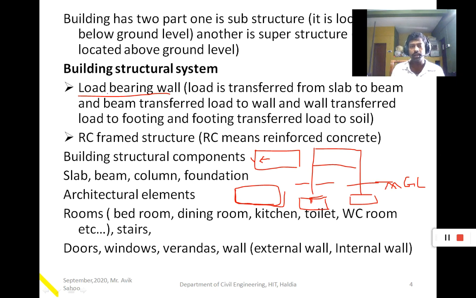So you see that the only difference between load bearing wall and RC frame structure is that the wall is replaced by the column. Okay, wall is replaced by the column. So in RC frame structure, load is transferring from slab to beam, then beam to column, and column to foundation, and foundation transfers load to soil.